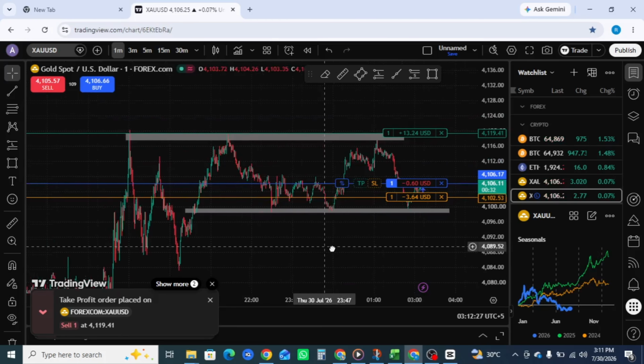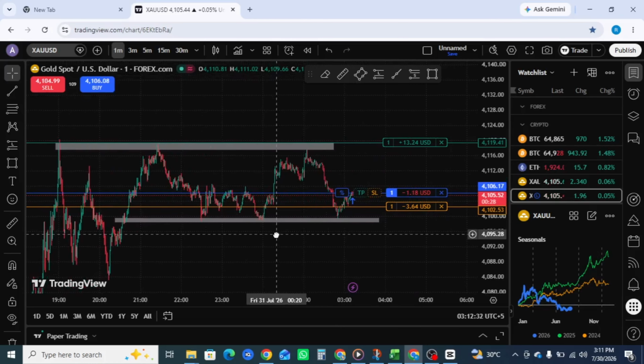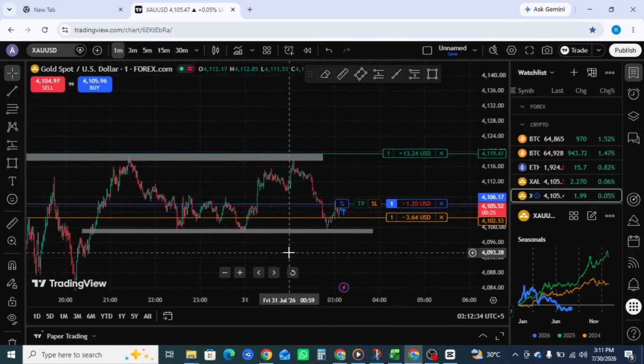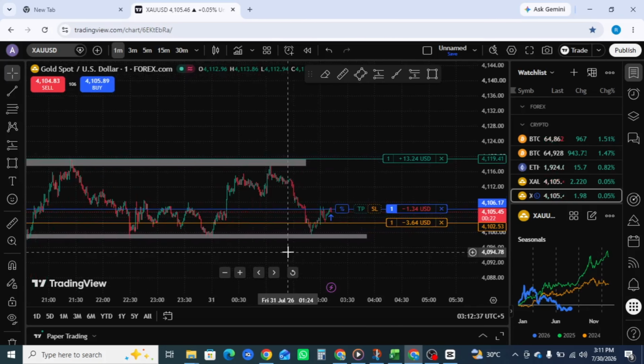Before placing the trade, always set a stop loss outside the range. This helps protect your account if the price breaks out instead of staying within the range. Then place your take profit near the opposite side of the range. This gives you a clear entry, exit, and risk management plan before the trade begins.